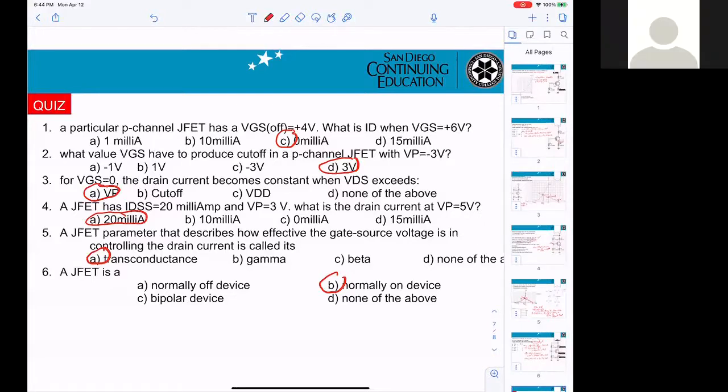Hey, Mr. Pham, on the answer to question 6, I would also accept C, that a JFET is a bipolar device. You mean for the JFET and bipolar? Yeah, because it's based on p-n junctions, so it's bipolar. So if a technician said C, I would accept that answer.